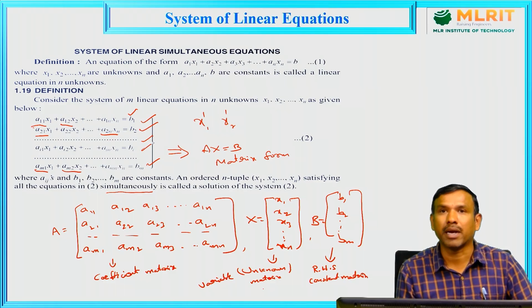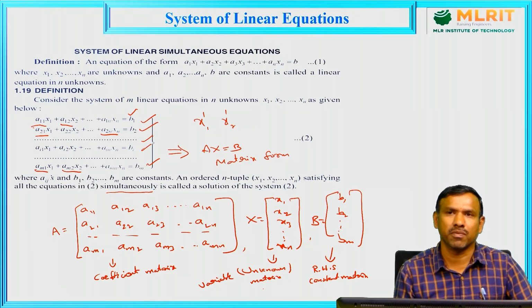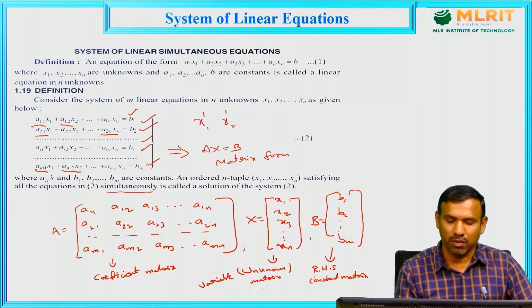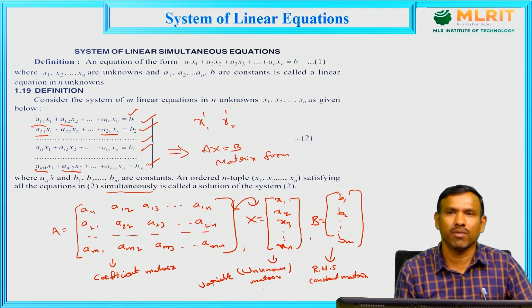Any given system of linear equations can be written in the matrix form Ax = b. That means if you multiply the A matrix and the x matrix, we get the b matrix. In such a way we have written the system. So whenever we are going to solve a system of equations, we write it in this form, Ax = b.